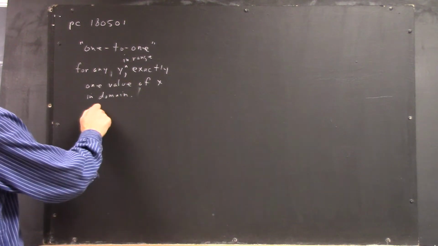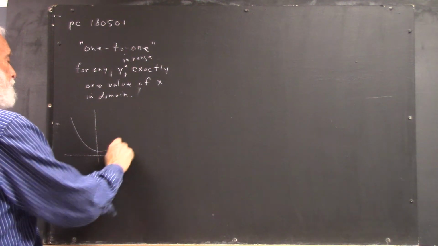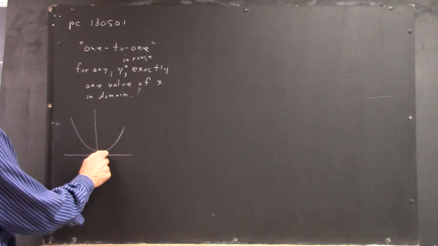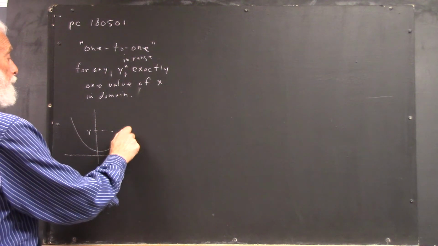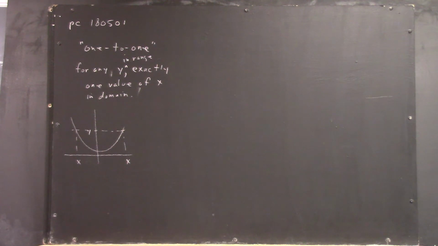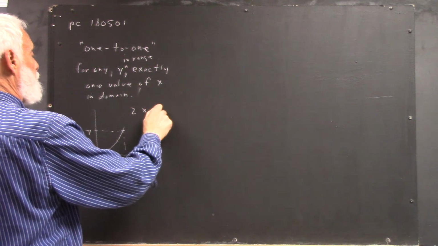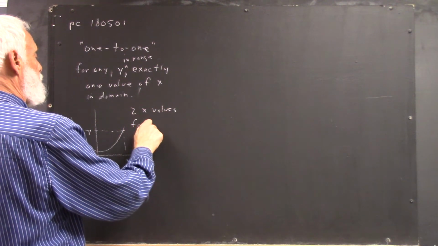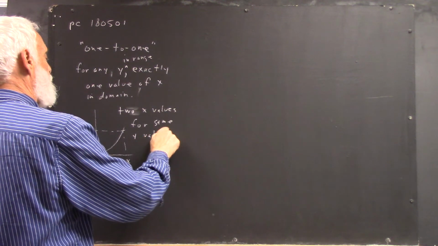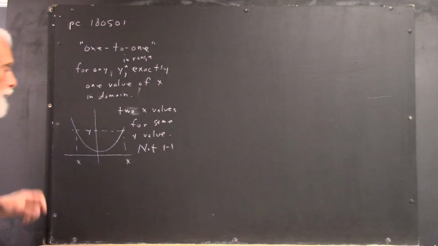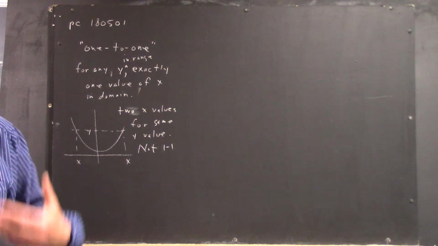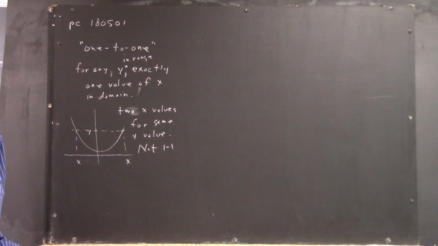Now, what does that mean? Well, if your graph looks like this, a parabola, give me a y in the range, which has to be somewhere above the lowest y value. So here's a y value. Well, here's an x that goes with this y value, and here's another x that goes with the y value, right? This is not one-to-one, right? And that would be for any parabola, unless you restrict the domain to one side or the other of the vertex. Okay?